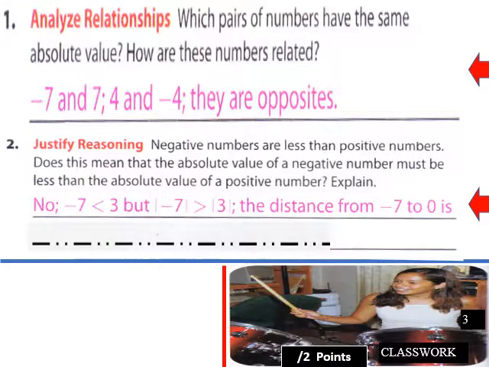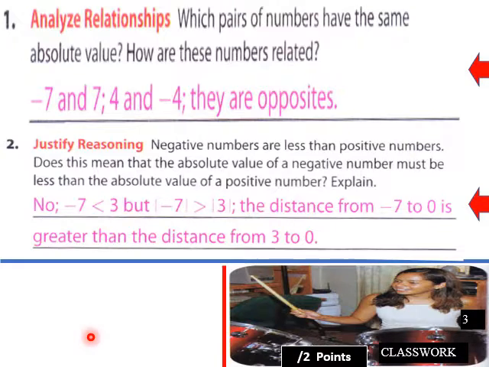And then justify your reasoning. No, -7 is less than 3, but the absolute value of -7 is greater than 3. How do you like that? The distance from -7 to 0 is how far, students? Greater than the distance from 3 to 0. So the absolute value is greater for -7 than 3.